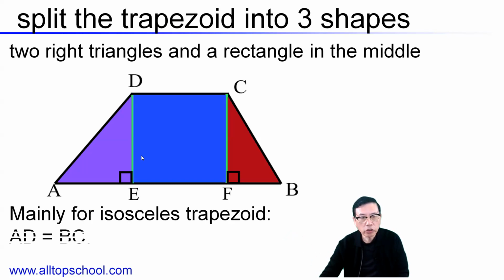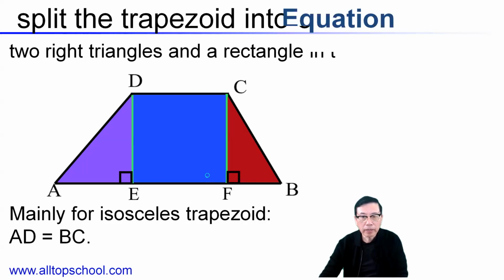But this is a strategy mainly for an isosceles trapezoid. That means the two legs are equal, AD equal to BC. For a general trapezoid, we don't use this method. We only do this splitting when AD and BC, the two legs, are equal. A lot of people really like this method, but it's not a general strategy. So this is about the trapezoid splitting strategy.